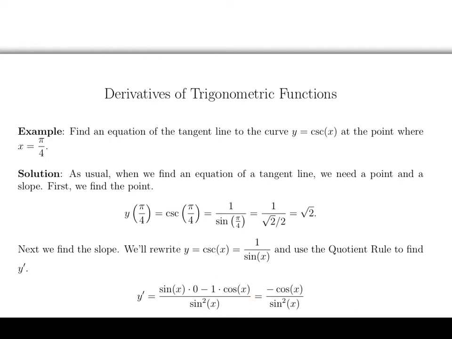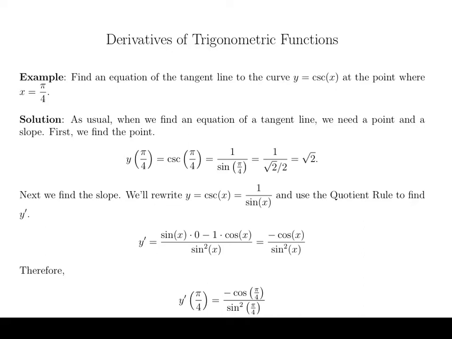So that sine of x times 0 just disappears, and so we end up with negative cosine x in the top. And the bottom is sine squared x. Now there's some ways to rewrite this, but I don't want to worry about that right now. I just want to go ahead and plug in pi over 4 into this expression.